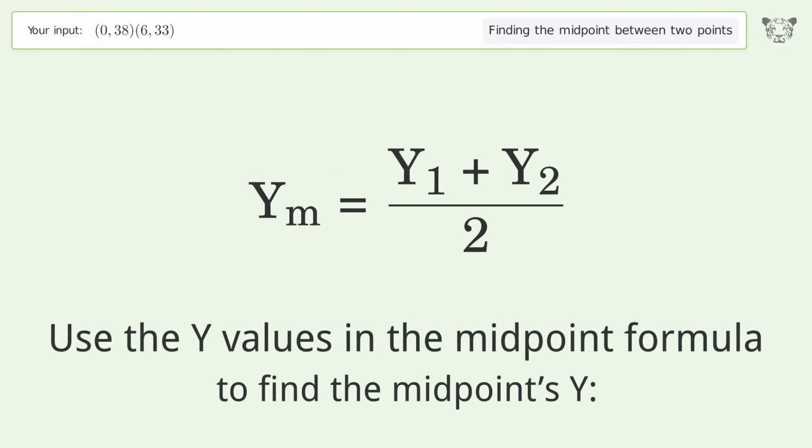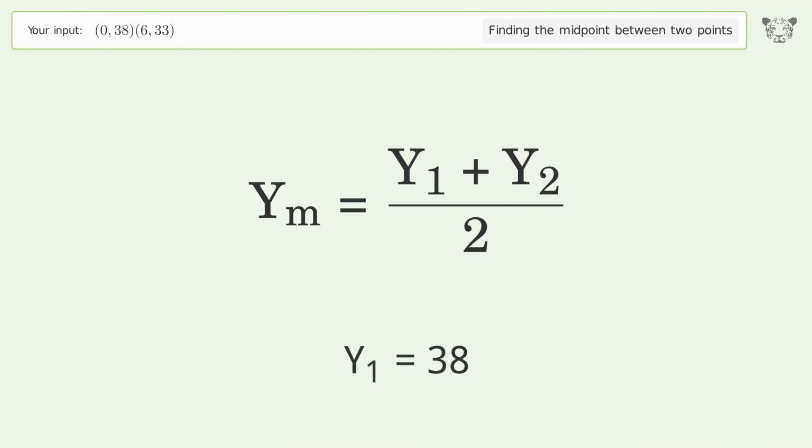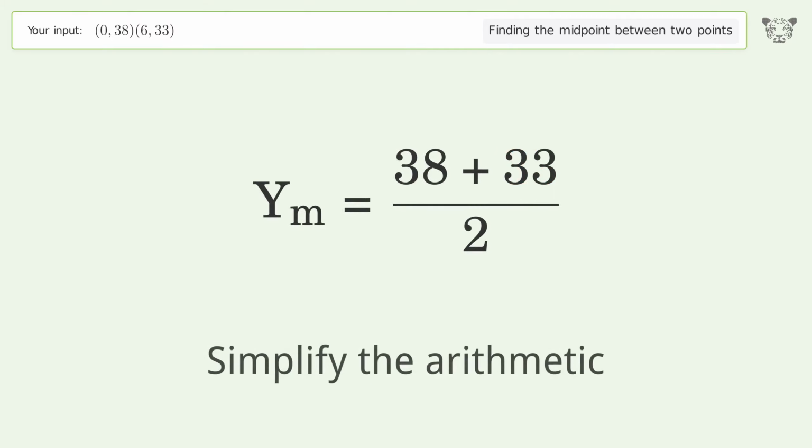Use the y values in the midpoint formula to find the midpoint's y. y1 equals 38. y2 equals 33. Simplify the arithmetic.